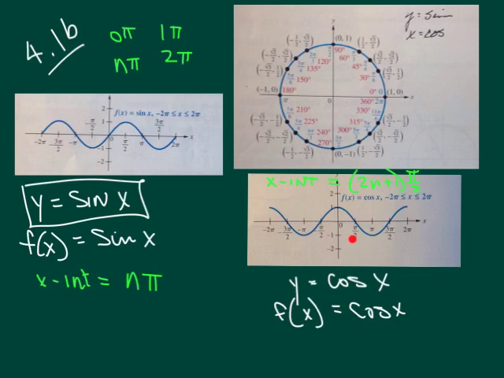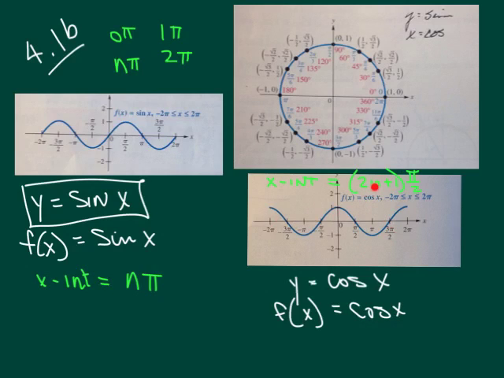So let's try one. Let's put in the number 1 for n. 2 times 1 is 2, plus 1 is 3. 3 pi over 2, this will cross. And sure enough, at 3 pi over 2, it crosses.